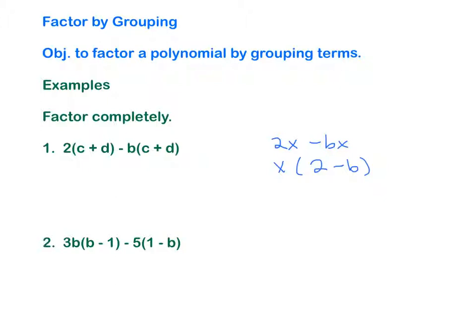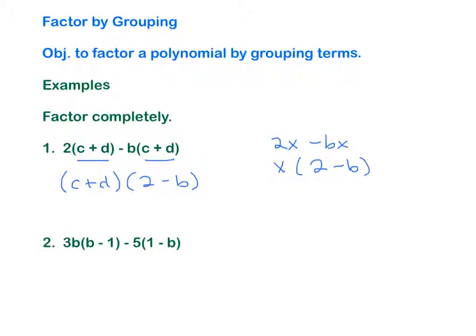I'm going to use that same process here. I have c plus d and c plus d. So c plus d is like some x. We don't know what it is, but it is the same. C plus d is some value. And that is going to be multiplied by 2 minus b. If I take this and I distribute the c plus d times 2, I'll get my first term here. And c plus d times negative b will give me the second.